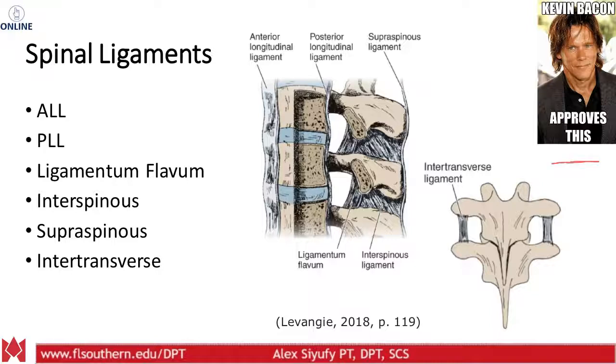So here we go. We got Kevin Bacon up here because you always hear about Kevin Bacon and the 6 degrees of freedom. There are 6 main spinal ligaments that we'll go over. Certainly, you can see these in anatomy and get these in anatomy. So this is just a real quick review rundown of the spinal ligaments.